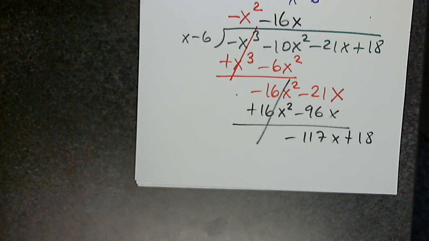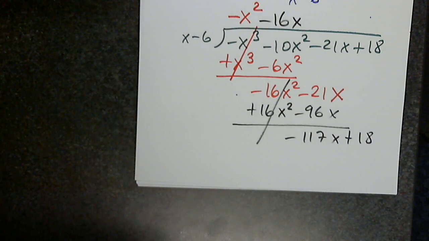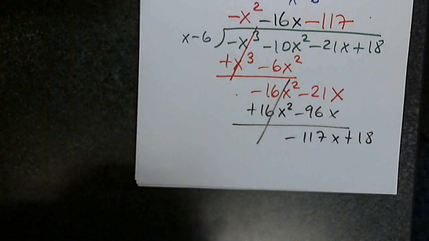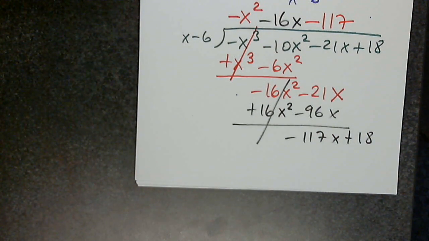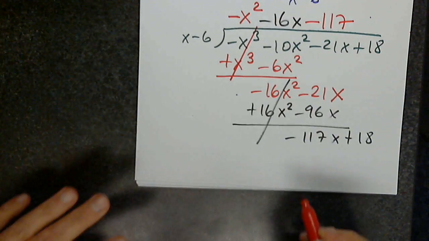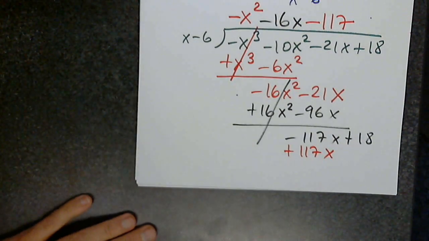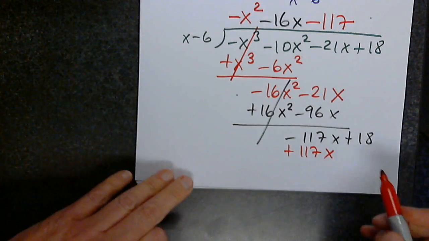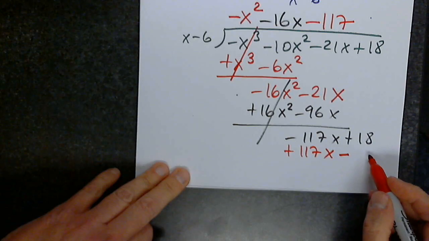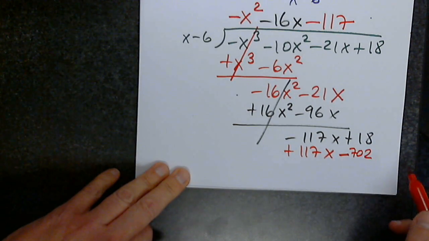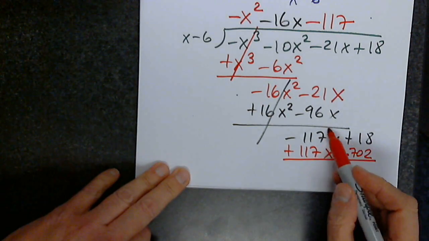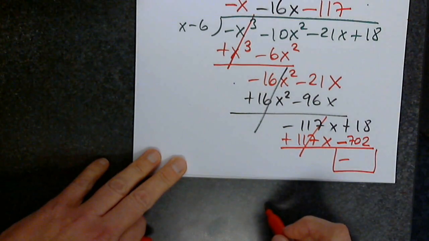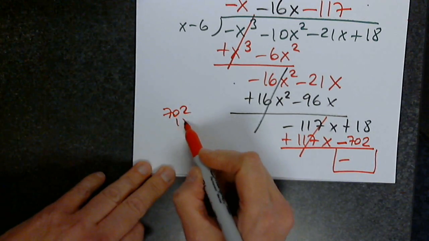X times what is negative 117x? Negative 117. Negative 117 times x is negative 117x, plus 117x. Negative 117 times negative 6 is positive, but I have to change the sign. Do I get 702?